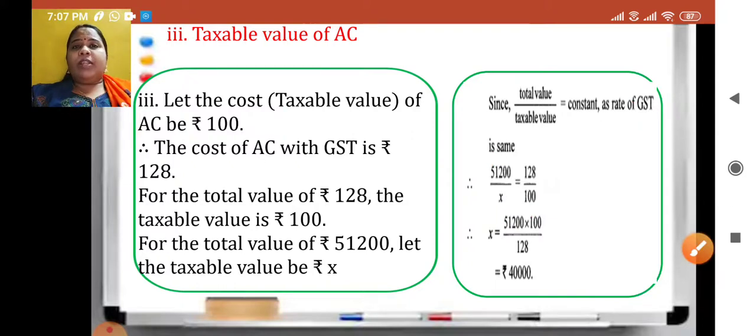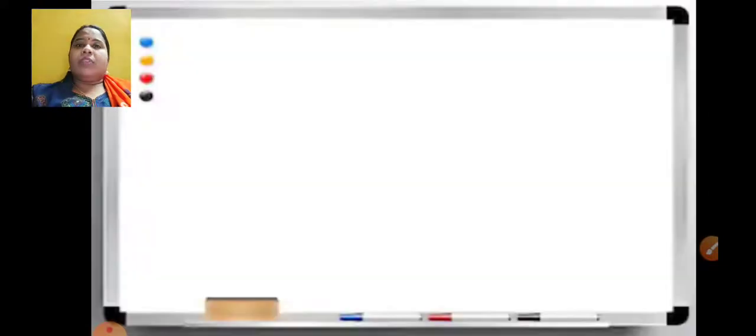Okay, anyway you write the ratio. If it is correct, you will definitely get the correct answer. Even though you write X upon 51,200 is equal to 100 upon 128, even that is right. Okay, so cross multiply it, you will get the answer. Do the cancellations. The answer is 40,000. Okay, I hope you have understood this. This is the taxable value of the AC. The next question, that is the fifth one.